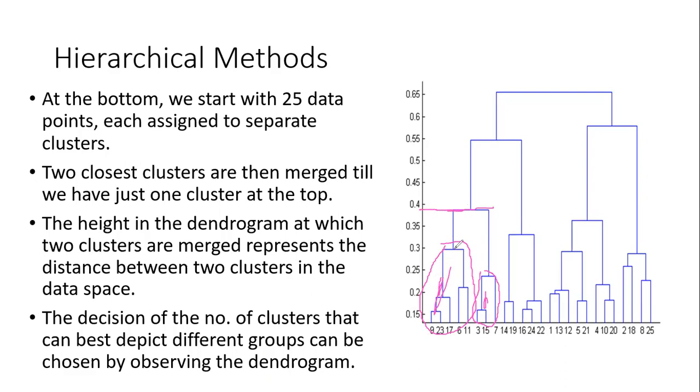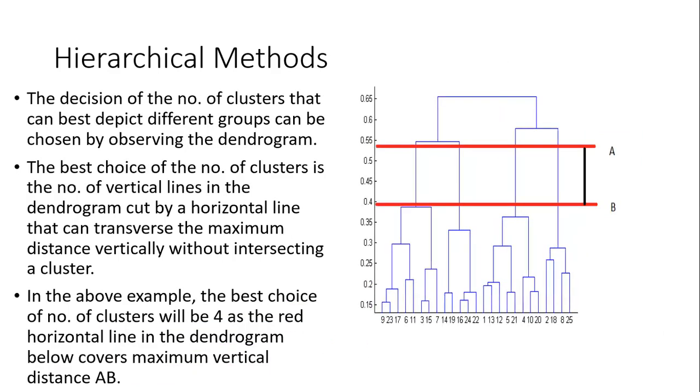So this cluster and this cluster is 0.39 distance apart, let's say, or 0.39 units apart. So we need to make a decision of the number of clusters that can best depict different groups. That can be done by observing the dendrogram. So let's see how that happens. So I've drawn these two lines.